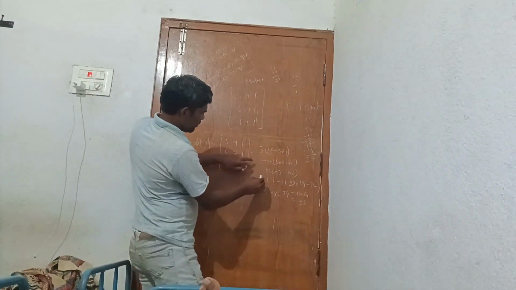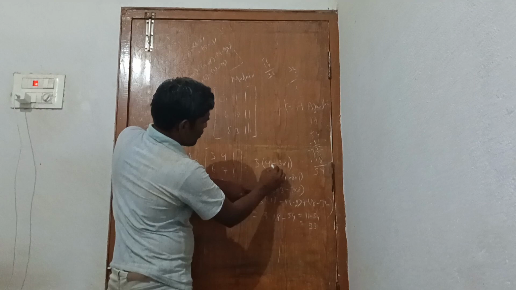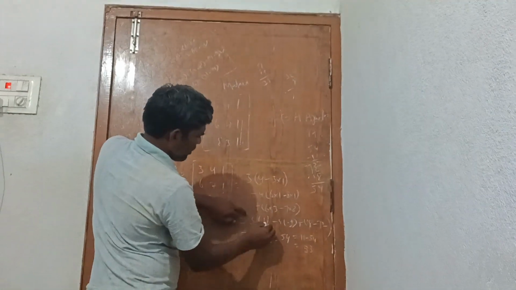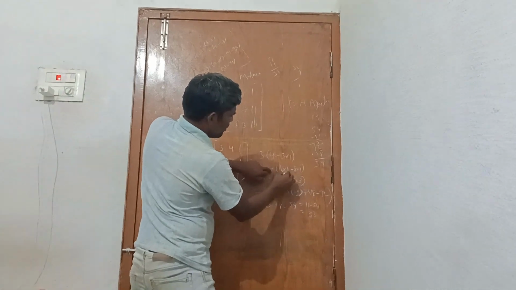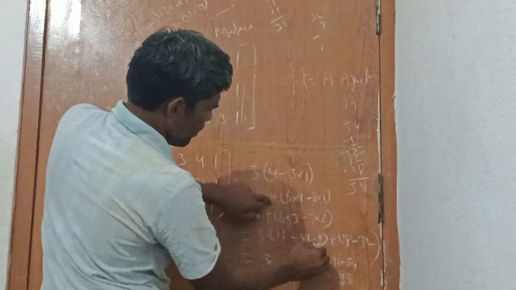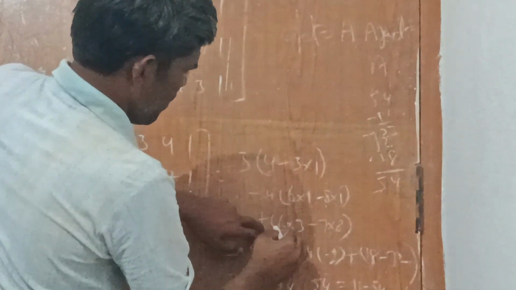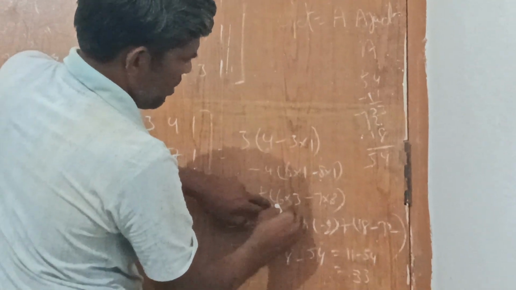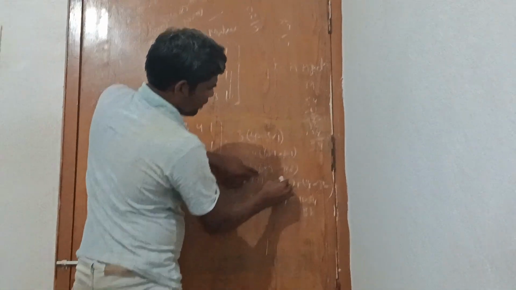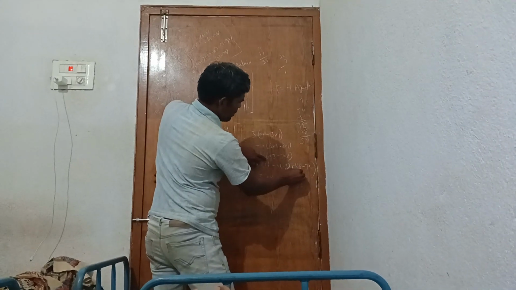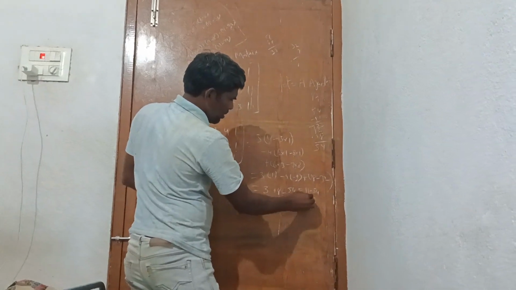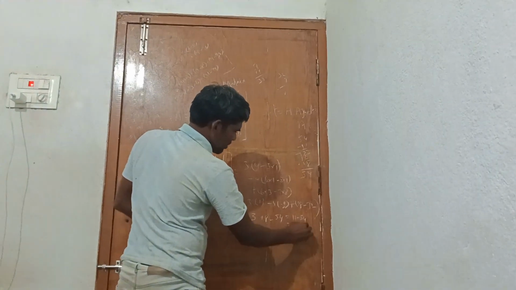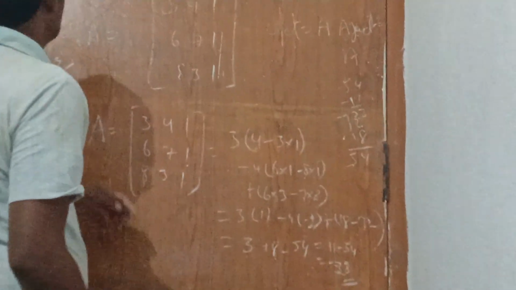Next one, 3 into 4 minus 3 1 only, 4 minus 4 6 minus 8 minus 2 plus 6 into 3, 6 is 18 minus 72 3 plus 8 plus 54 equal to minus 33. Next one, adjoint here.